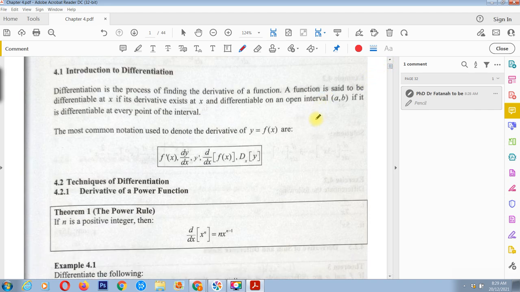If we have 3x to the power of 3, the function will reduce to x to the power of 2. So for the notation for differentiation, we can use f prime, dy/dx, y prime, f(x), and capital D.